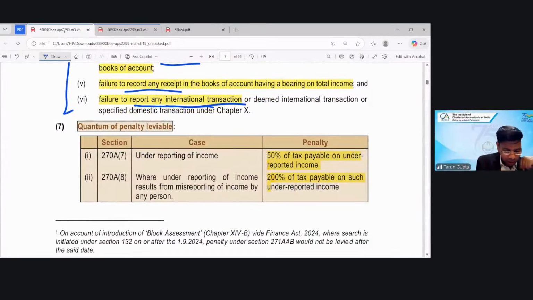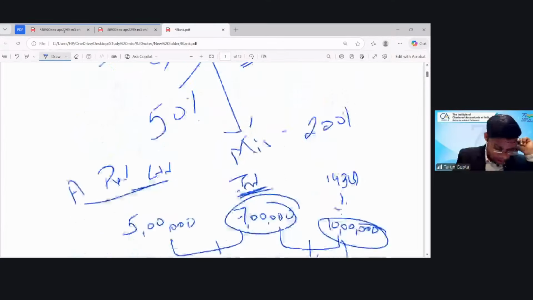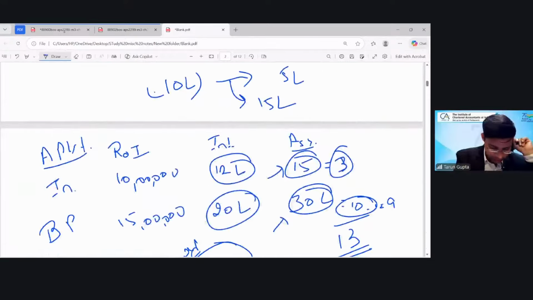Now, in case of underreporting, the penalty is 50% of the tax sought to be evaded, that is, the tax payable on underreported income. In case of misreporting, it is 200%. So how do we compute the tax on which this 50% or 200% is to be applied? Let's understand with the help of an example.